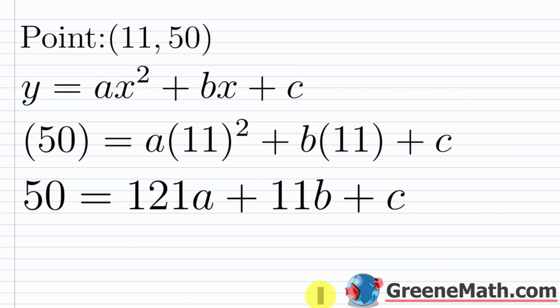All right, the third point we're given is 11 comma 50. So this is your x value that's going here and here. So again, when you plug in, it's going to be here and here. And then the y value is 50. So that's going to be plugged in right there. So again, this is going to end up right there. So we get 50 equals 121a plus 11b plus c.